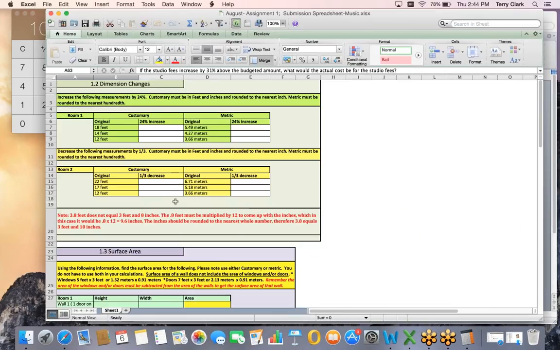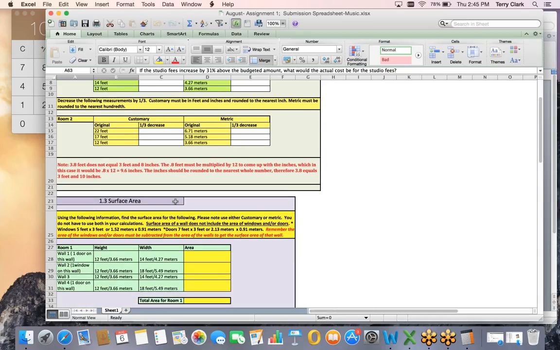Now, we can do this one or two ways. I'm going to show you both ways to set it up. But in the end, Joshua, you have to use both, because there are three problems for the customary with the feet, and then there are three problems with the metric with the meters. So you have to fill in both sections.